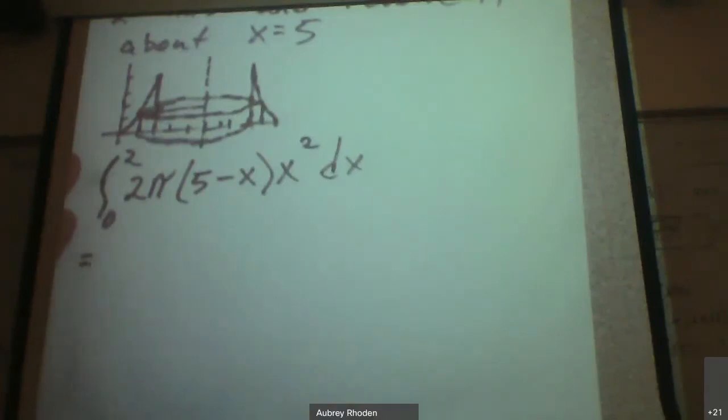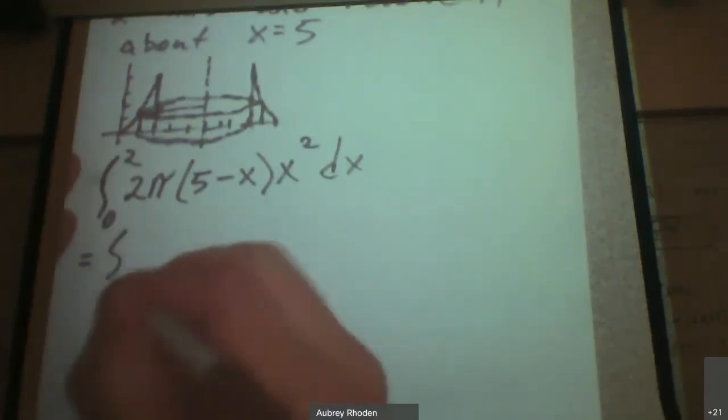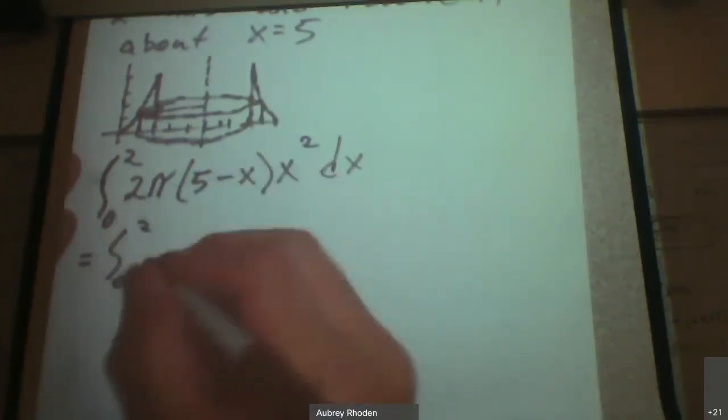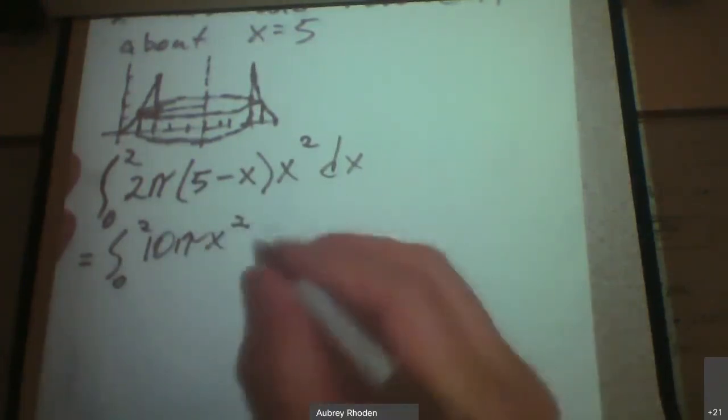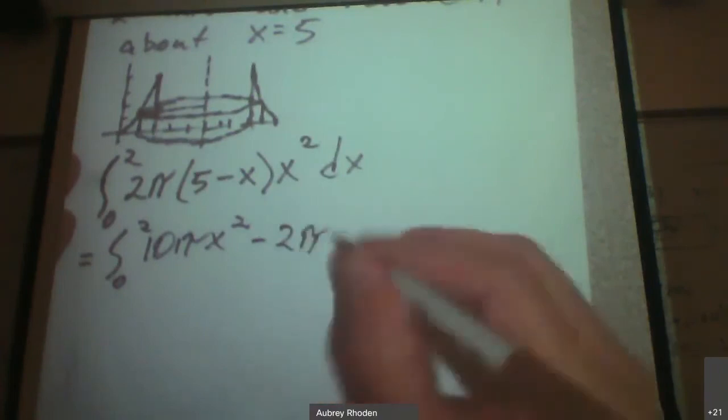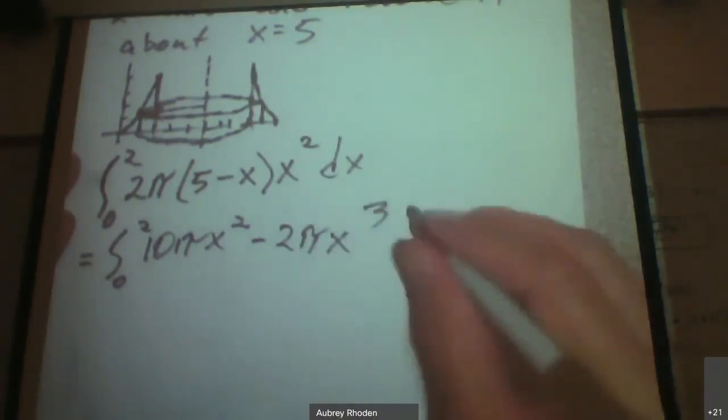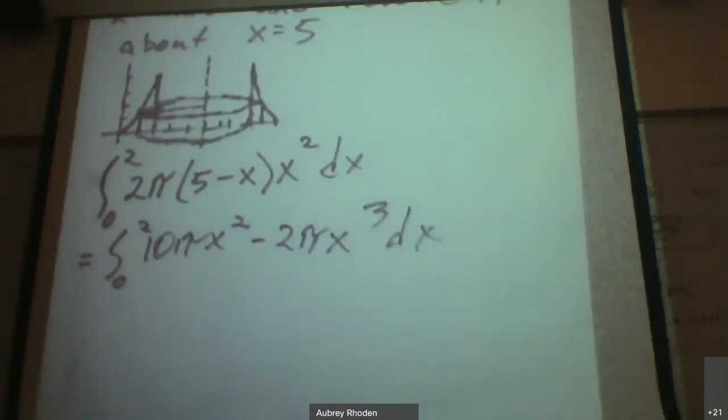Well, let's do some simplification work. This will be the integral from 0 to 2. All right, so that would be 10 pi times x squared minus 2 pi times x cubed. And this is still an integral with respect to x.